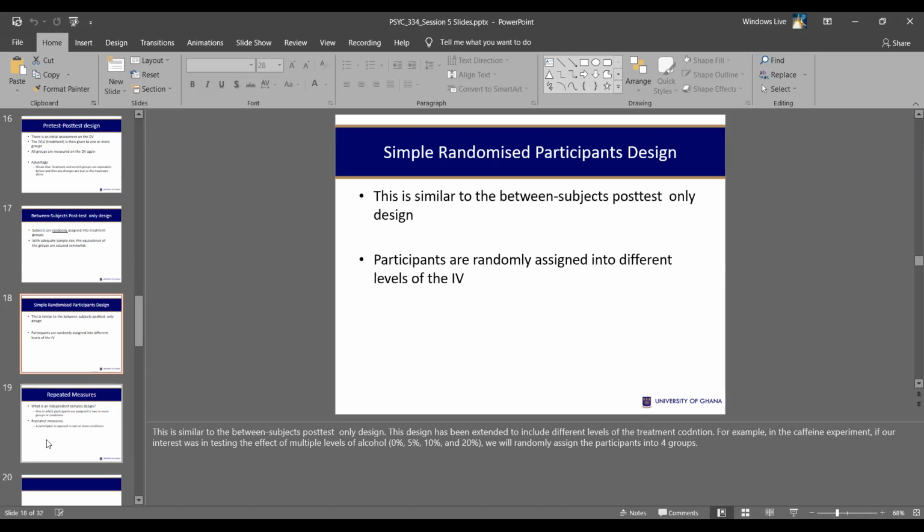So when this is done, you could see that the experimental group, I've divided it into two groups. One row of marijuana and two rows of marijuana. Then we have our control group in there. And one thing is the participant that we've selected, every participant will be assigned to one of these three conditions. They will not be assigned to all the three conditions. That's how simple randomized participant design is done.